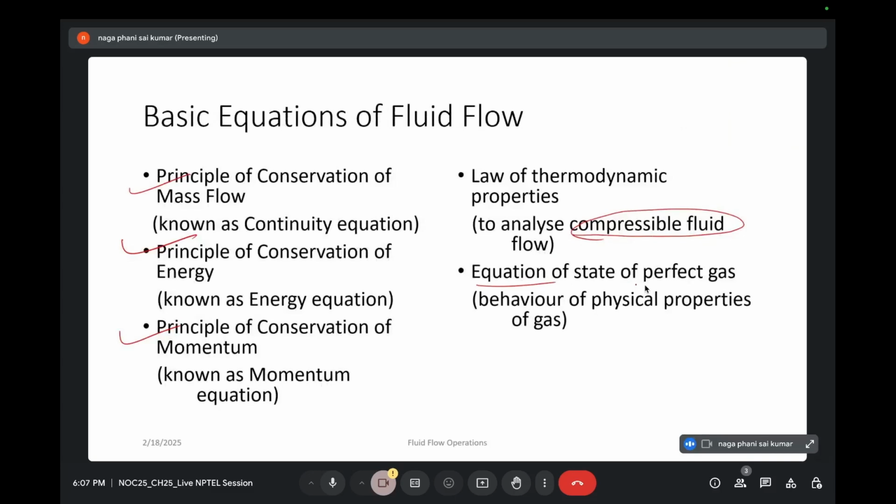and then we also have the equation of state of a perfect gas. This is to understand the behavior of the physical properties of a gas. We'll be going through the principle of conservation of mass flow, conservation of energy, and conservation of momentum in this session. These were already discussed in class by the professor, so I'll just go through all three principles, and we'll also be deriving a couple of equations.